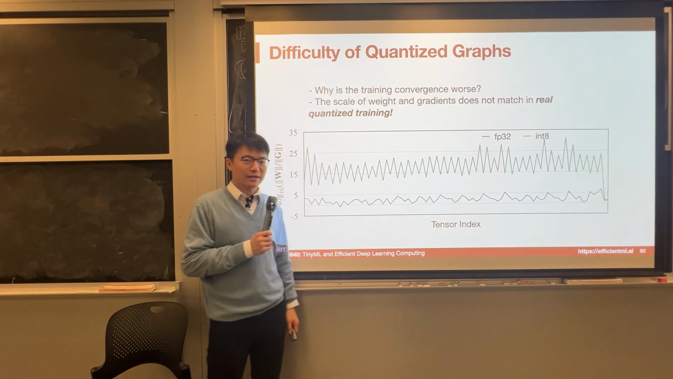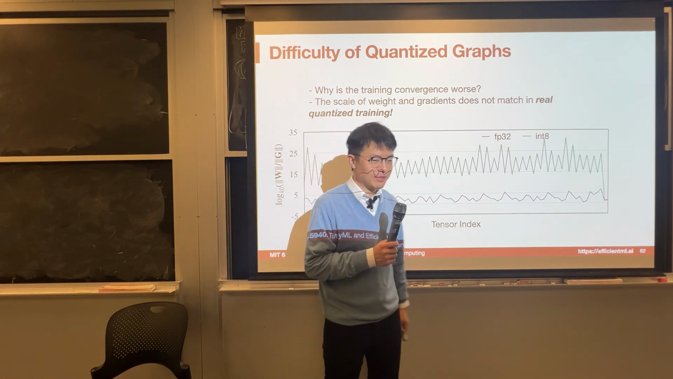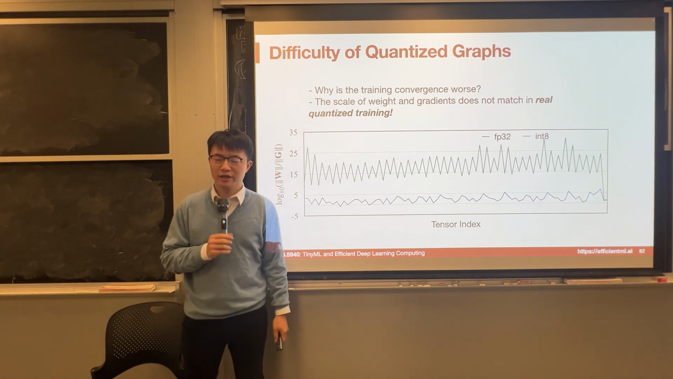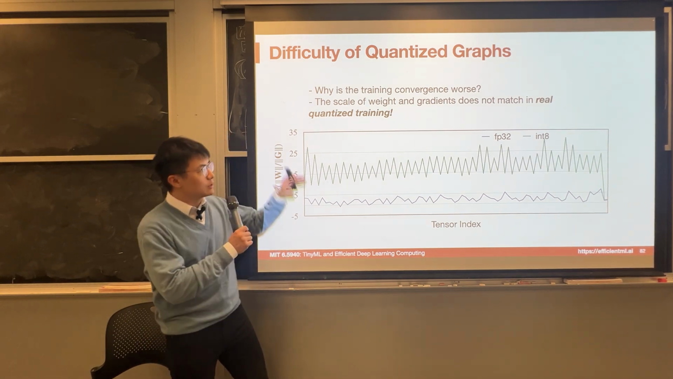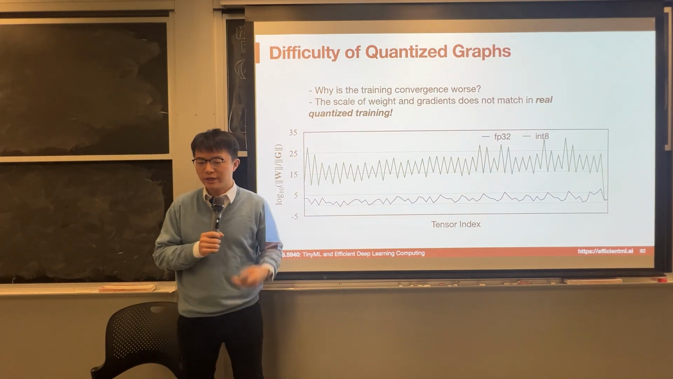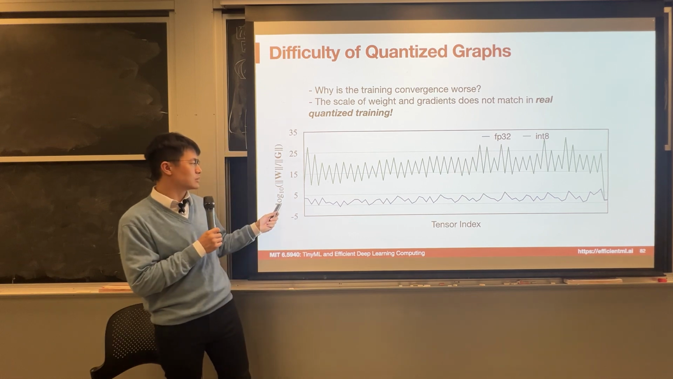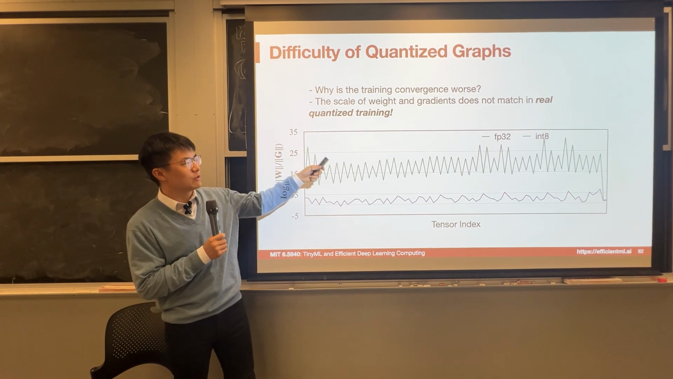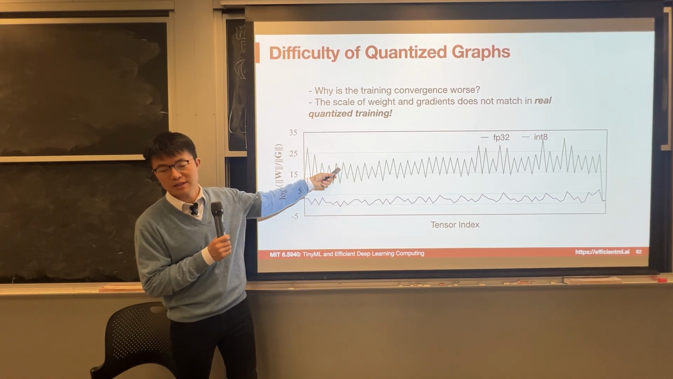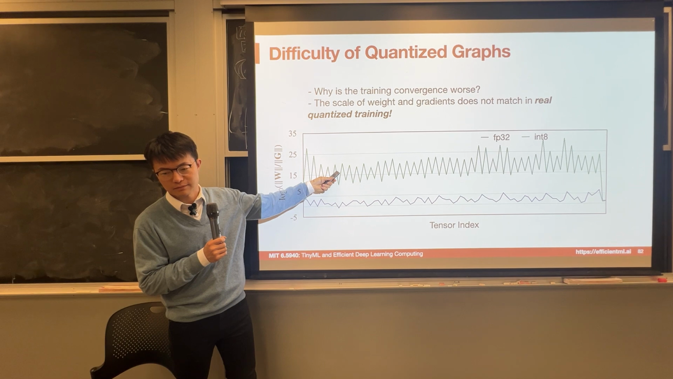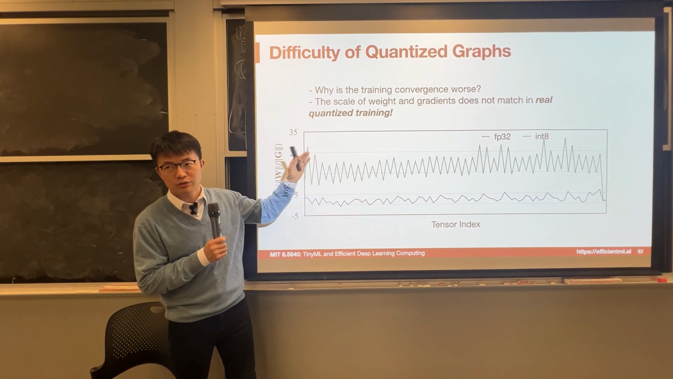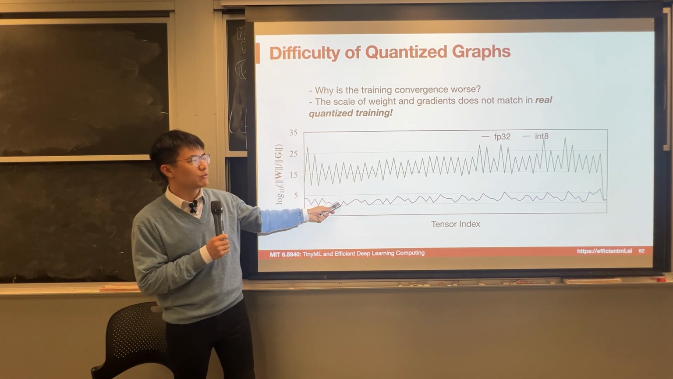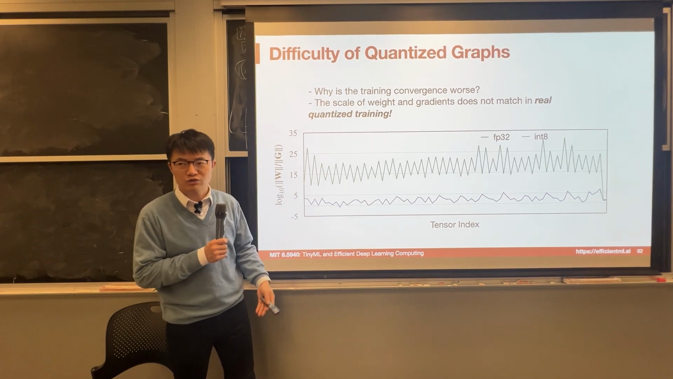And why is that the case? What is the mismatch that caused such optimization difficulty? Here we plotted the weight over gradient ratio. This is the log of weight over gradient. This is FP32. This is int8. We find the scale of the weight over gradient with FP32 versus the quantized training is drastically different.